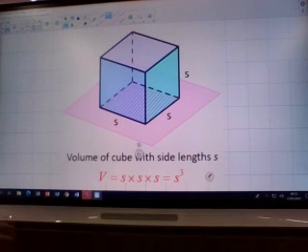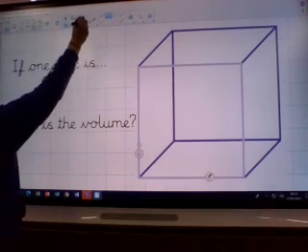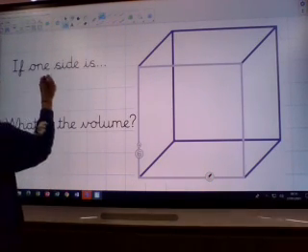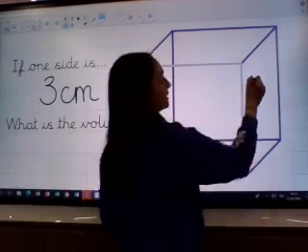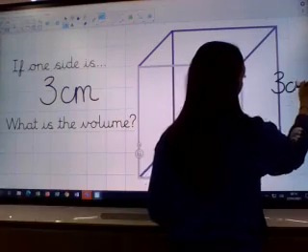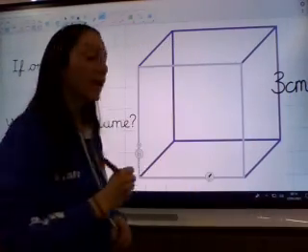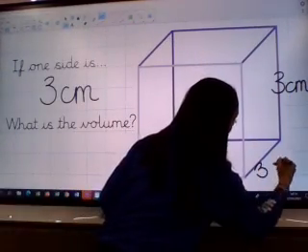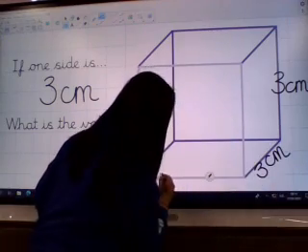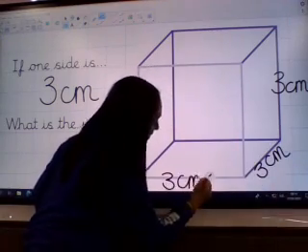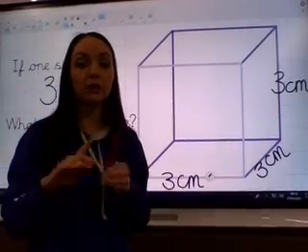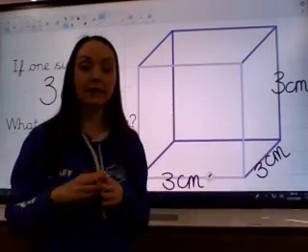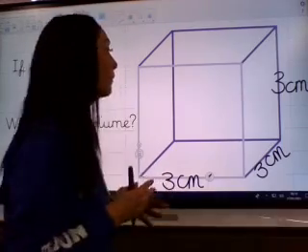Okay, so if one side of a cube is 3 centimetres, so for example, if this one is 3 centimetres, then I know this one is 3 centimetres and this one is 3 centimetres, because we know that a cube has got equal length sides, hasn't it? They're always the same length. That's what makes it a cube.